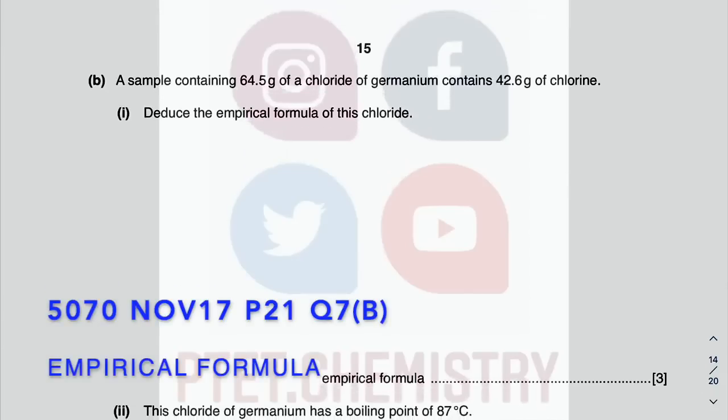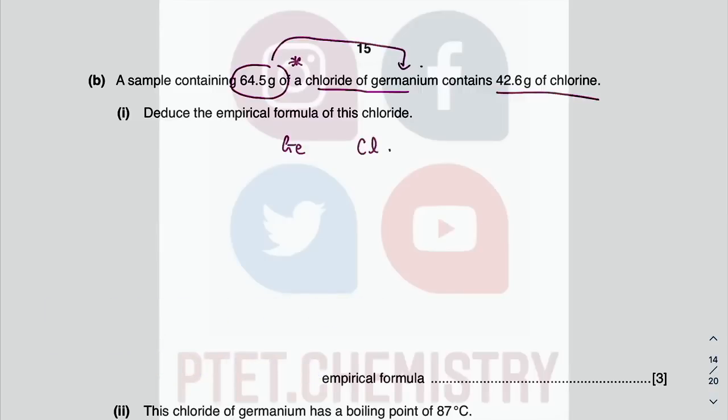Next up, they want the empirical formula. So they say it's a chloride of germanium. So it's just germanium and chlorine. So a sample containing 64.5 gram. This is the whole thing. So you have 42.6 gram of chlorine. Therefore, your mass of germanium atom is going to be 64.5 minus 42.6.